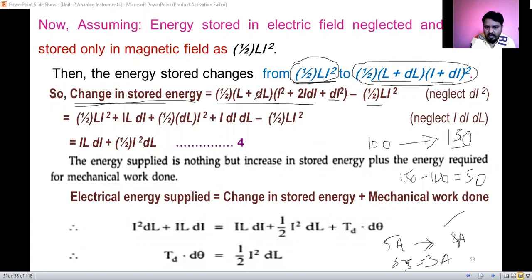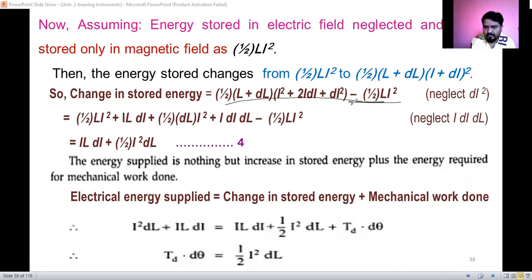Up to here, if you have any doubt, you can ask me. Then you can simplify the equations. This is the initial energy. After changing the current, the energy stored will also change. So the total change in the energy storage is the final value minus the initial value. By doing that we get the equation. Up to here, any doubts?